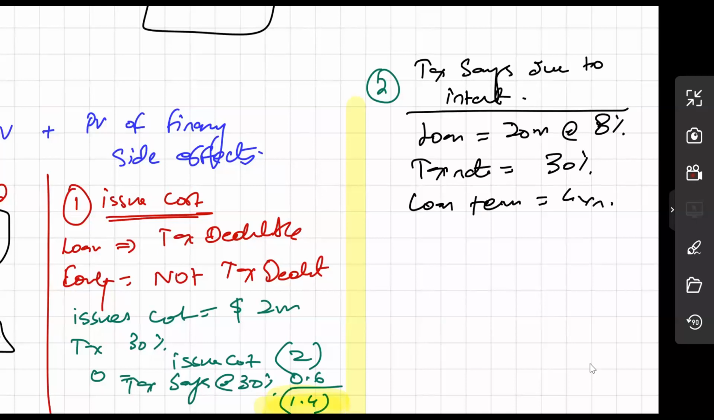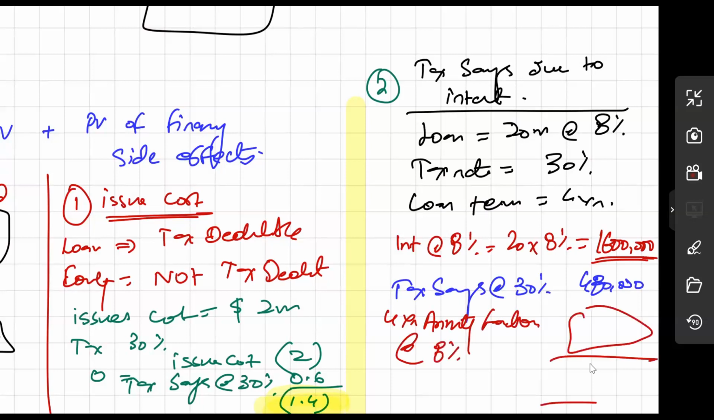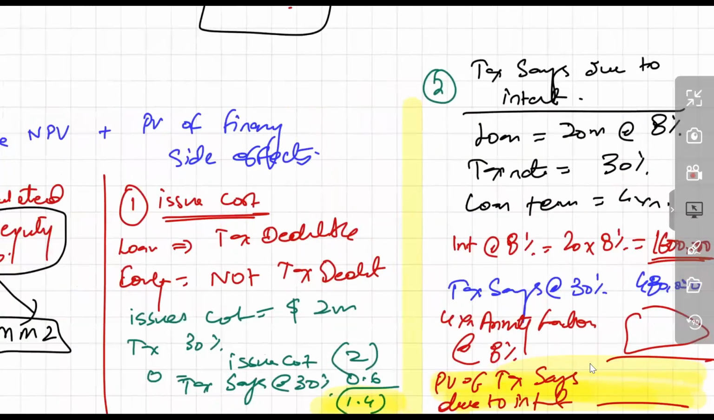You'll say interest at 8% is 20 into 8%, which gives you 1.6 million. The tax savings at 30% is 480,000. You would then use the 4 year annuity factor at 8%, whatever that is going to be, and you would get the present value of tax savings due to interest. So that's one of the approaches.